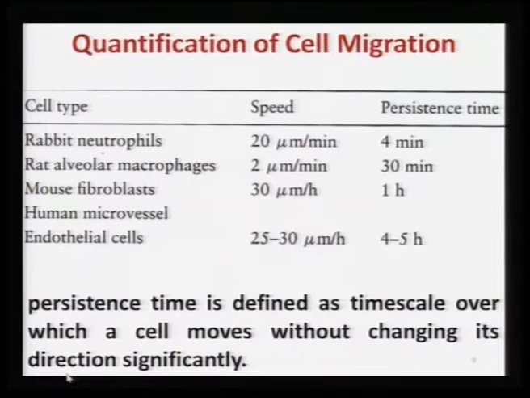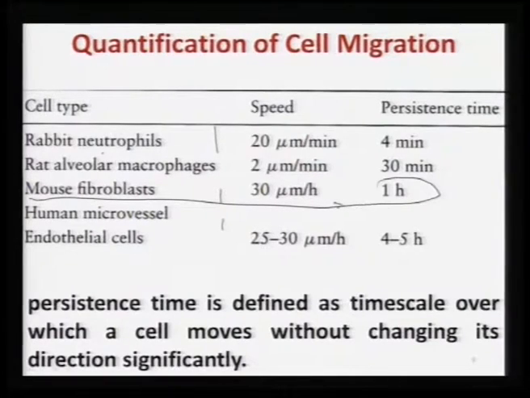Now, a little bit of quantification of cell migration. This table provides values for different cell types. What are the typical values that you can see? For example, mouse fibroblasts. You are getting a speed of 30 micron per hour, which in terms of minutes is 0.5 micron per minute. That means, in 1 minute a mouse fibroblast can move by 0.5 micron, that is half a micron. A micron is 10 to the minus 6 meter.